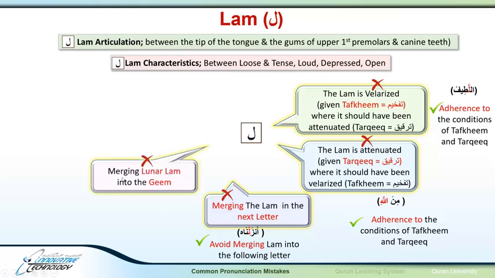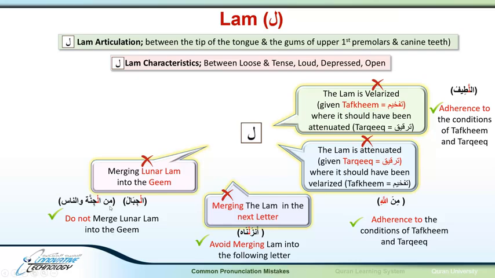The fourth mistake is merging the lunar lam into the jim. There is a complete lesson about the lunar lam, so don't worry about it, but now just be oriented with the mistake. An example of that, saying الجبال. Directly they have the alif followed by the jim as if there is no lam. But this is wrong. Al-jibal is the right way of pronouncing it. It's like this. الجبال. Al-jibal. We should not eliminate the lam. Again, there is no idgham or merging of the lunar lam into the jim.